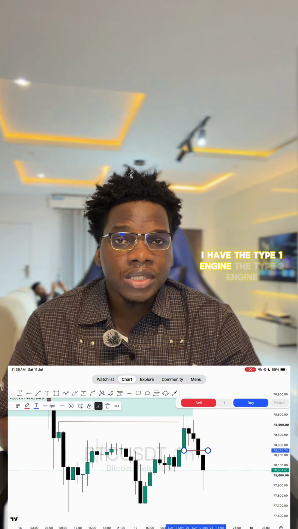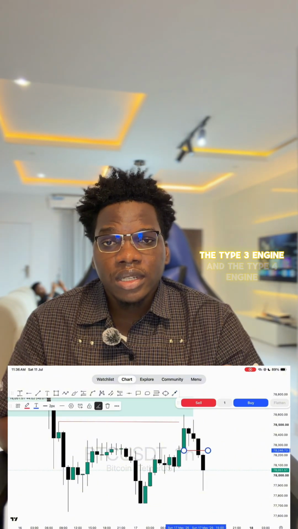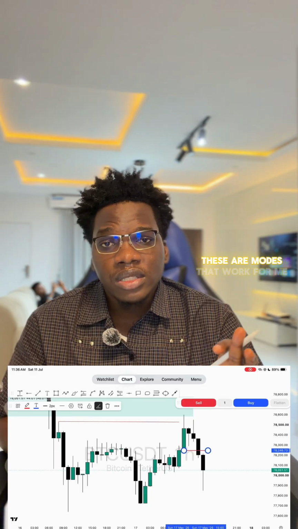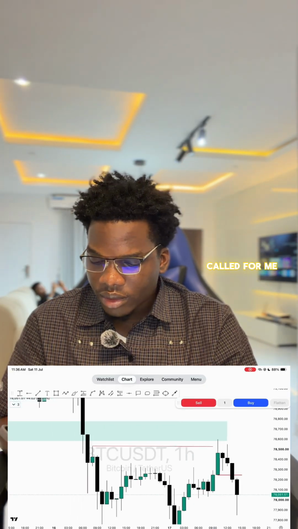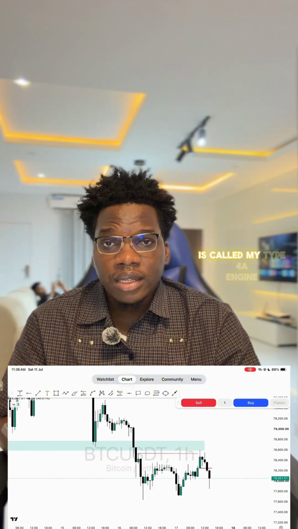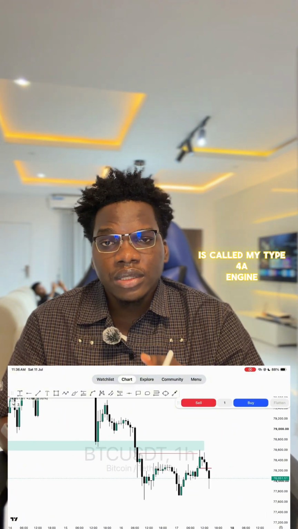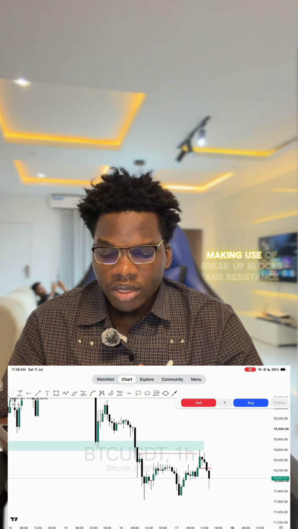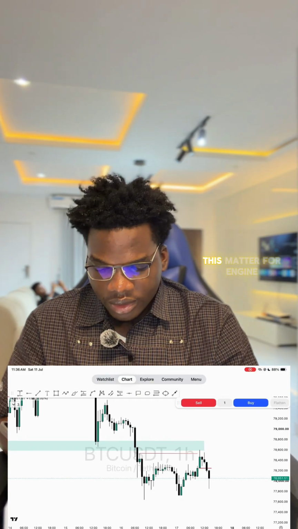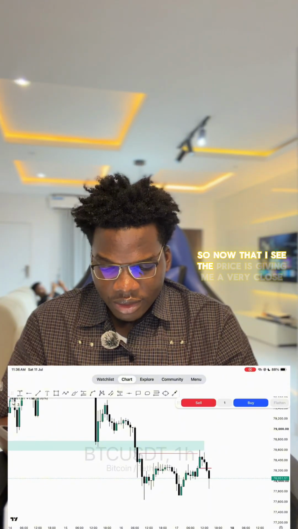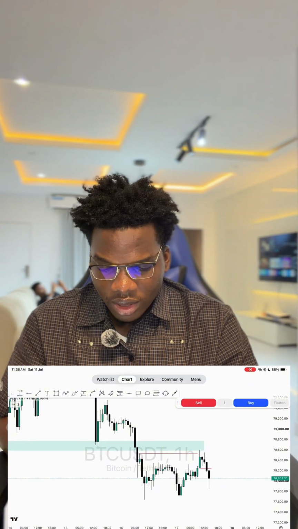Mind you, I have 4 types of engine. I have the type 1 engine, the type 2 engine, the type 3 engine, and the type 4 engine. These are models that work for me, and this is what this particular engine here is called for me. It's called my type 4A engine, making use of breaker blocks and resistance level. But there needs to be a liquidity there to validate them. This is my type 4 engine.